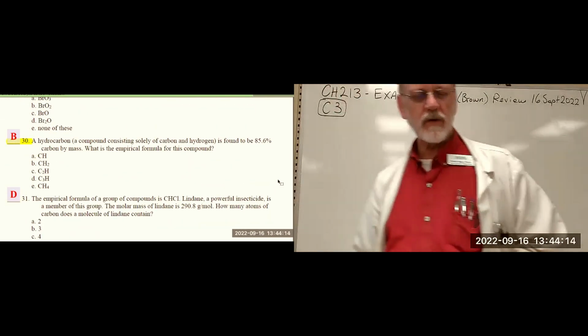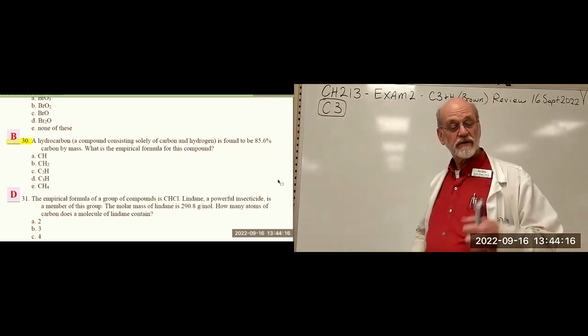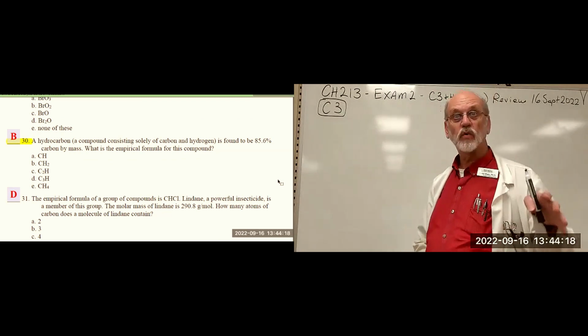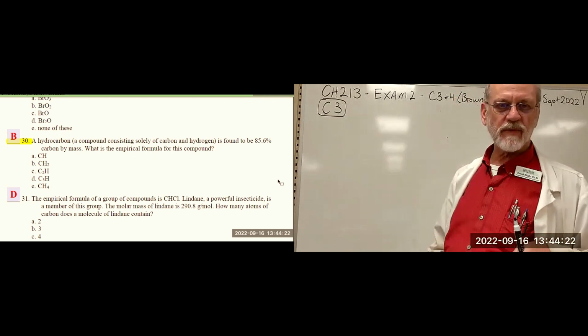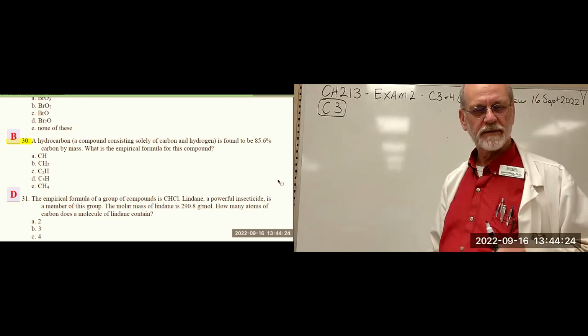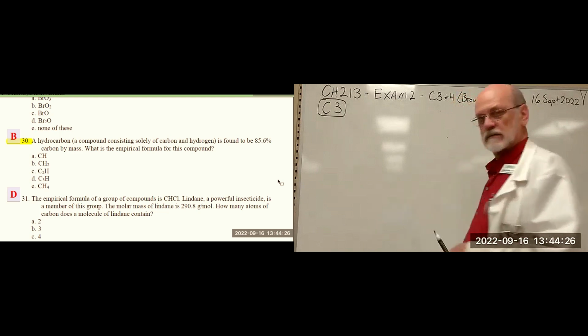Let's see, a hydrocarbon, which means carbon and hydrogen only, is found to be 85.6% carbon by mass. What's the empirical formula? All right, we can do this one.